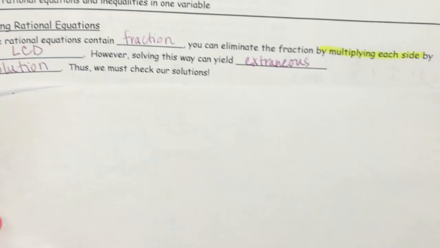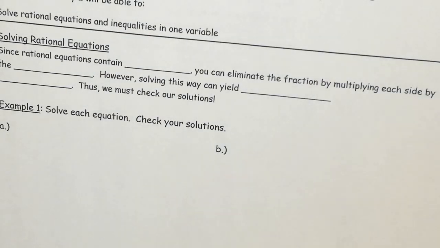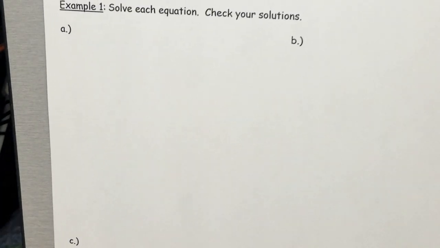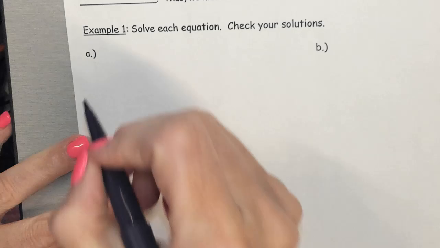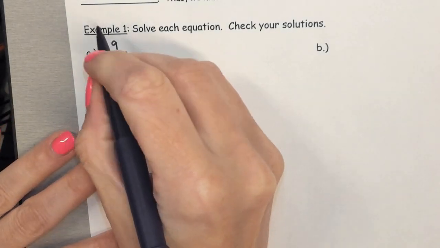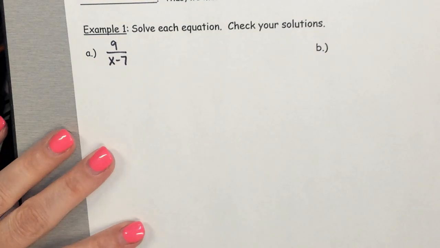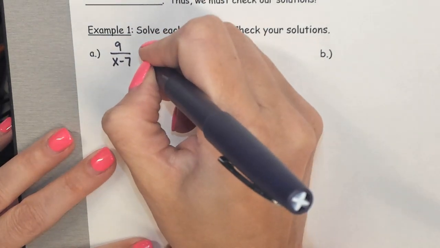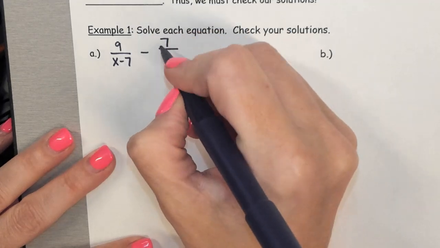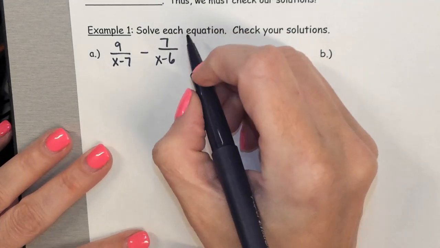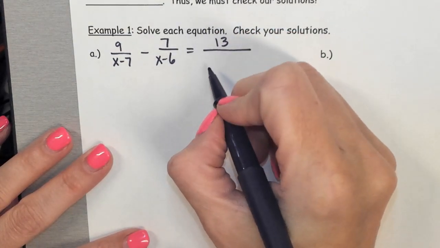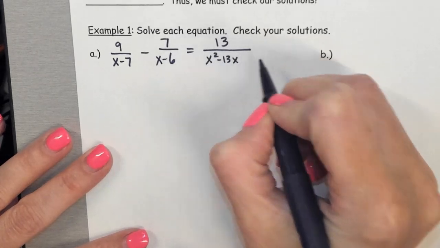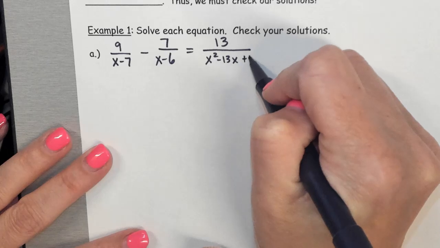Okay, so we are going to start with part A. Okay, so for A we have 9 over x minus 7, minus 7 over x minus 6 equals 13 over x squared minus 13x plus 42.